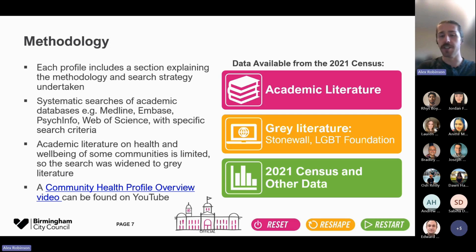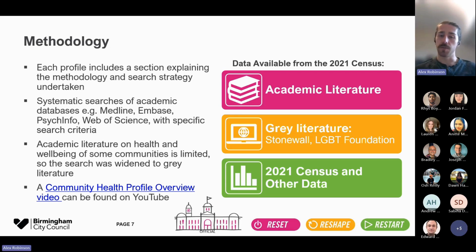Yeah, that covers the methodology in depth, and that'll be shared widely as well. But in short, the profiles that were written internally in 2023, that's the gay men and men who have sex with men and bisexual profiles.